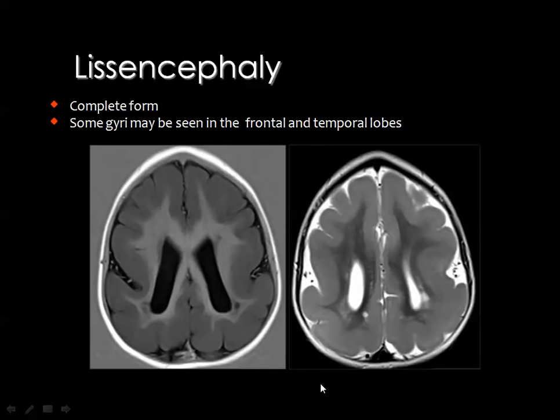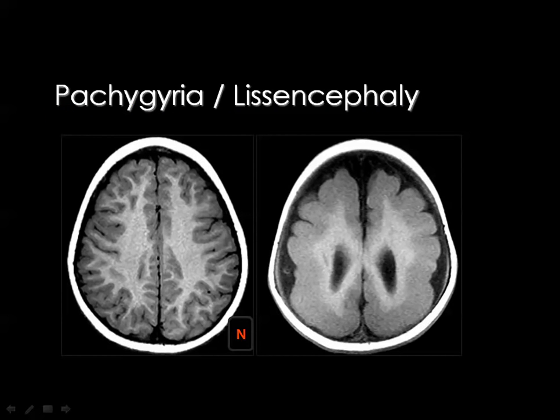Then in some cases, as I mentioned, you get thickening and broadening of the gyri, and you can see a few sulci. And this is a step more or less severe than the lissencephalic brain. Then there is some way or a distance between the lissencephaly and the pachygyria.